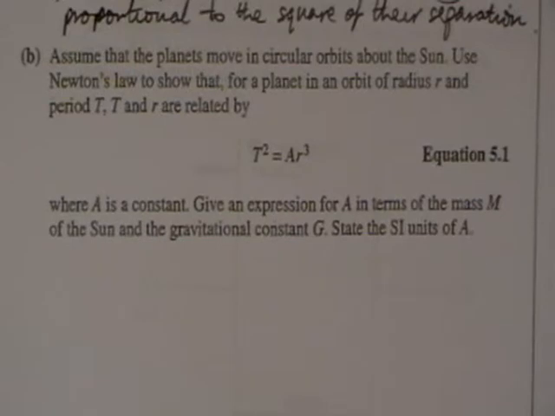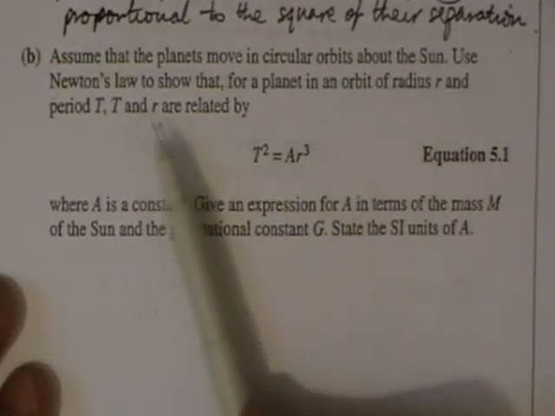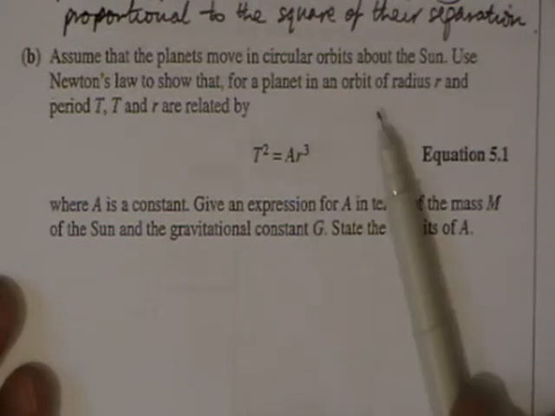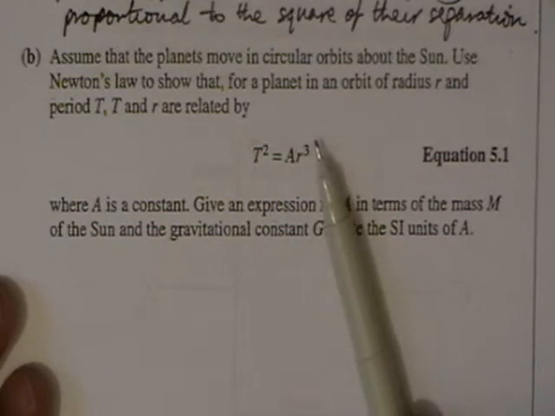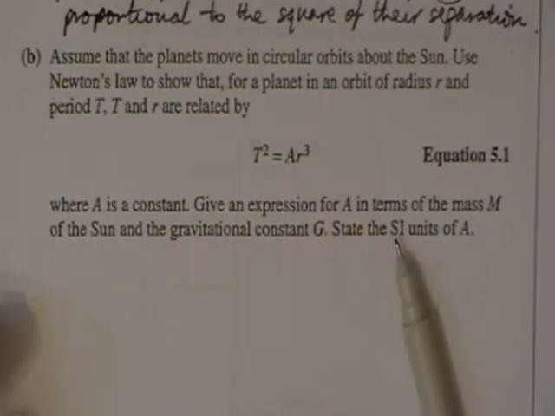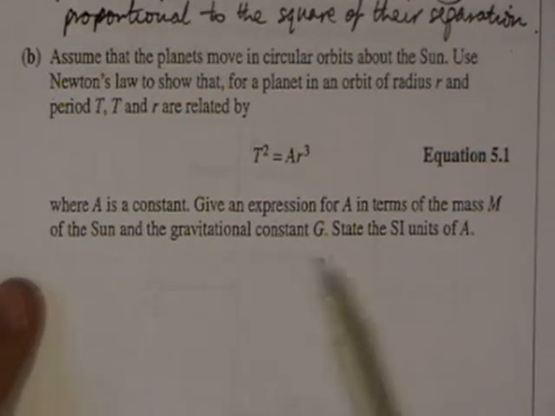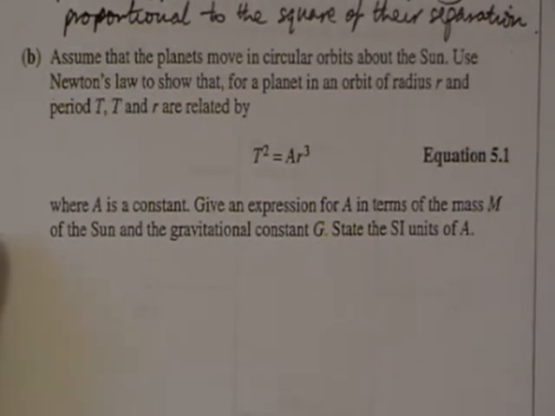This is another standard type of question to do with satellites. Assume that the planets move in circular orbits about the Sun. Use Newton's law to show that for a planet in an orbit of radius r and period T, T and r are related by this, where A is a constant. Give an expression for A in terms of the mass M of the Sun and the gravitational constant G. State the SI units of A.